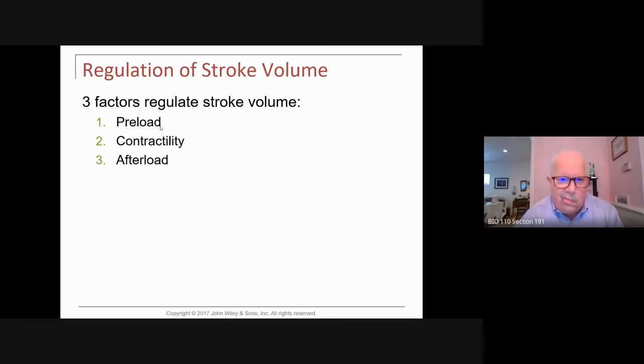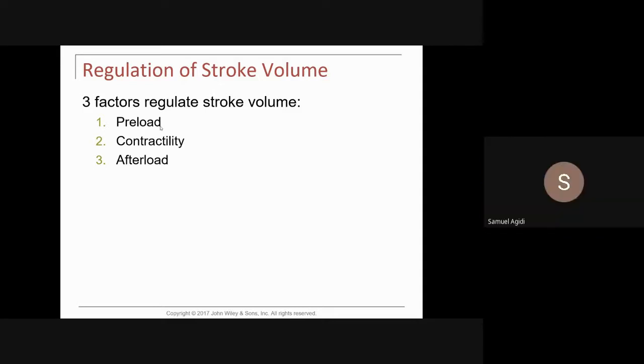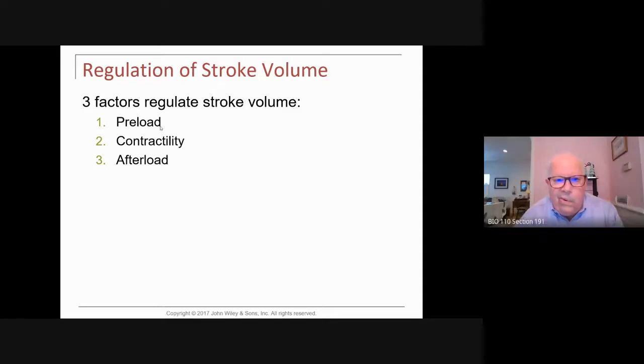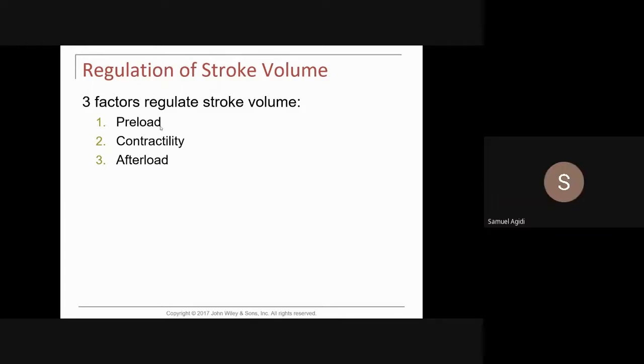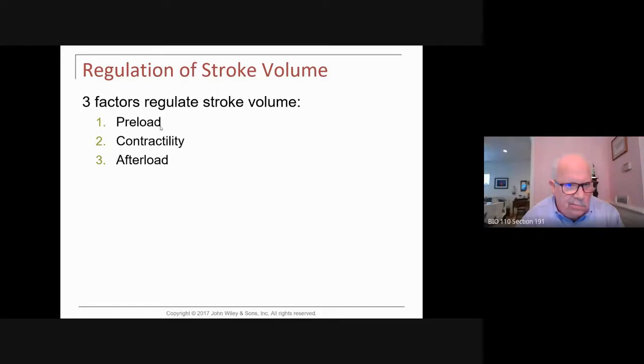What if you're vomiting? You've lost water. What if you're bleeding to death? What if you're shot in the abdominal aorta and your abdominal aorta is bleeding into your belly? What happens to preload? That blood won't go back to your heart. You have a hole in your aorta. Everybody understand that? Okay.